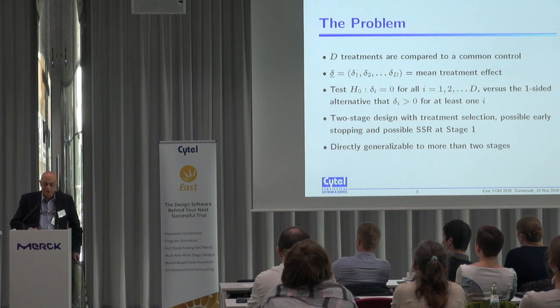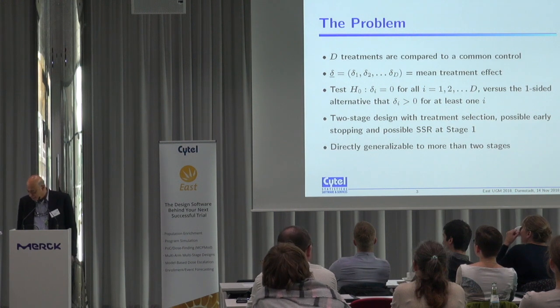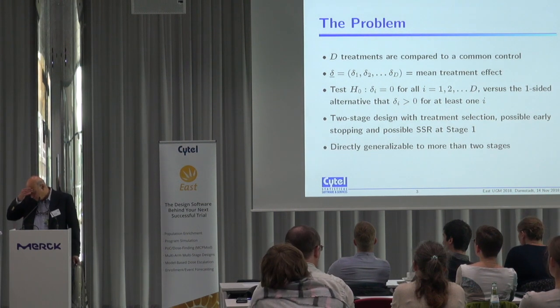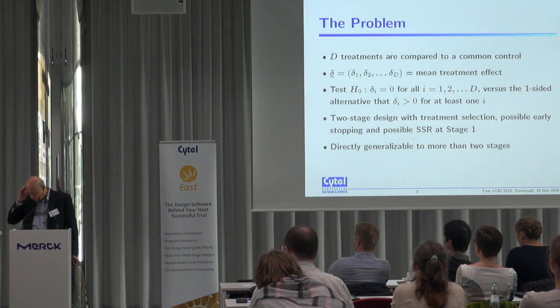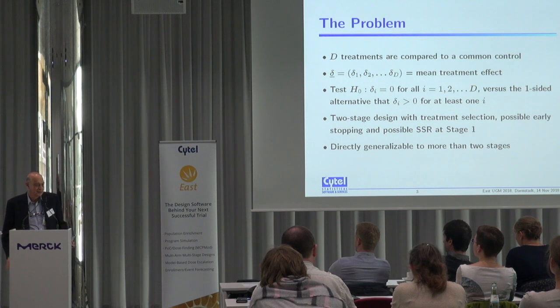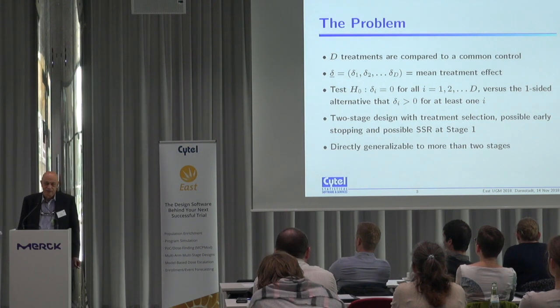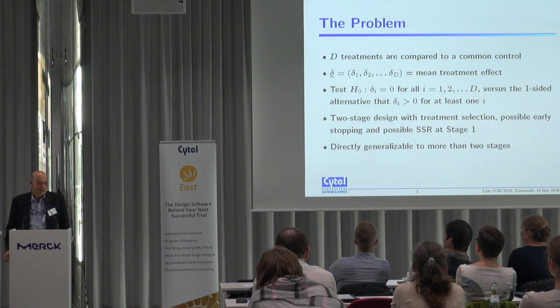So here's the problem. It's a multi-arm problem. Eventually, we hope to be able to treat this as a multi-group problem for treating multiple populations. But here is multiple treatment arms against a common control arm, and delta is the treatment effect. So there are D treatment effects. Each delta is the difference of the mean of the treatment versus the common control. So delta 1 through delta capital D.